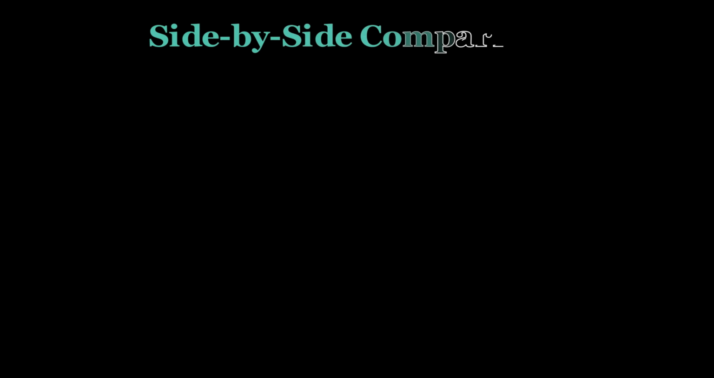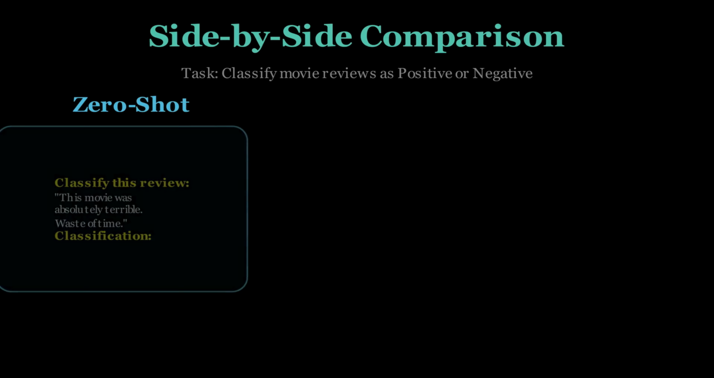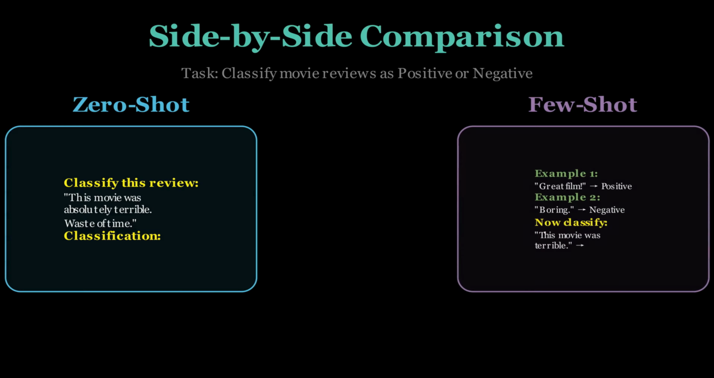Let's compare them side by side with the same task. Classifying movie reviews as positive or negative. Zero-shot. We just ask directly. Classify this review. Few-shot. We show 2 examples first. Then ask. Both get the answer right in this simple case. So when does the difference matter?